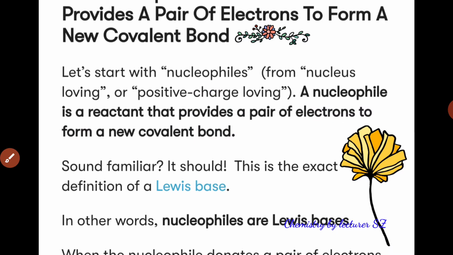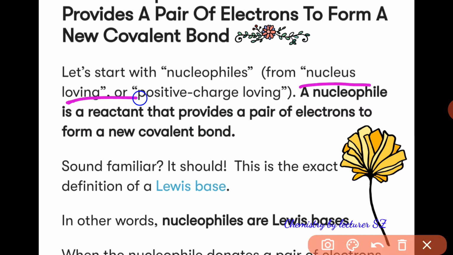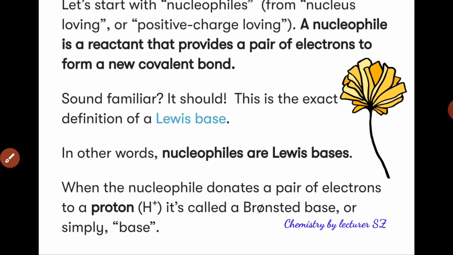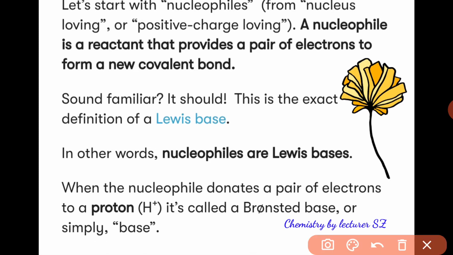So nucleophiles are nucleus loving or positive charge loving. They will give away their electrons because they want something which is positive in nature, and a cation will bond to it. Lewis bases are also termed nucleophiles. They are nucleus lovers and positive charge lovers, they are electron donors, and they are Lewis bases.